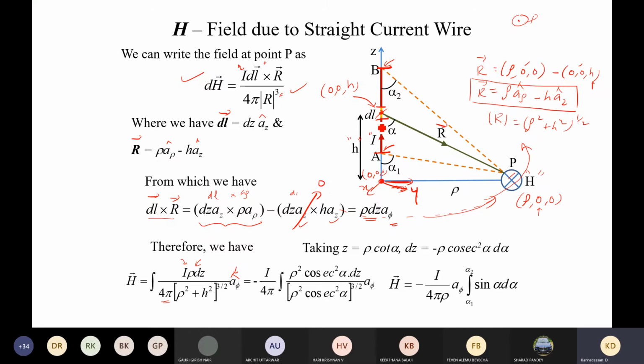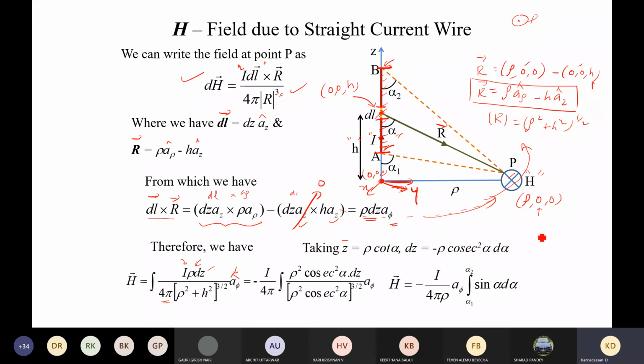Therefore, the position at any particular point in the line can be represented in terms of alpha. It is very easy: we know that z, at any particular point, can be represented by this triangle as rho cot alpha. You can take the tan and take the inverse of that, and you will get z, and this rho can be depleted. So z is nothing but rho cot alpha, and we are going to take the differentiation because we are supposed to put this dz. So dz, which we are calculating, is nothing but minus rho cosecant square alpha d alpha. That is what we are going to substitute.